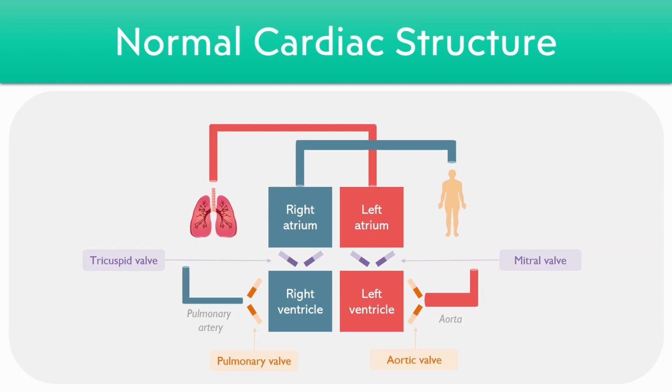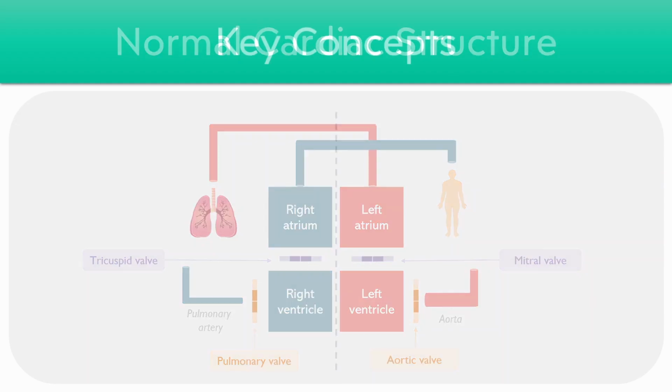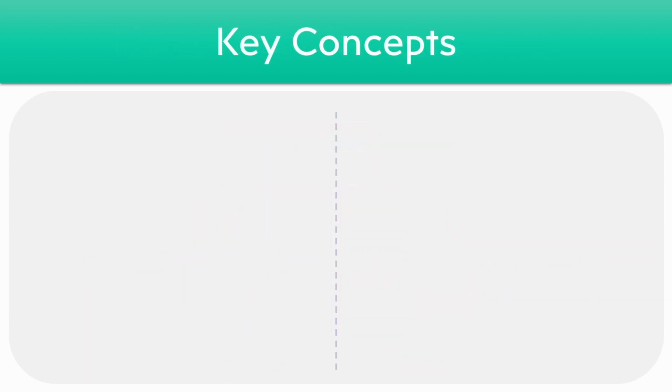The main function of these valves is that they can basically open and close to control the flow of blood through the heart, and this allows the whole system to pump blood efficiently to the lungs and the body. There are a few key concepts to understand before looking at the cardiac cycle directly, and the first concept involves the idea of pressure gradients.